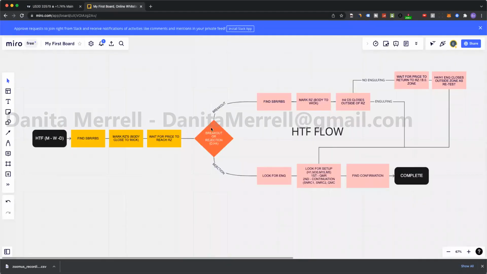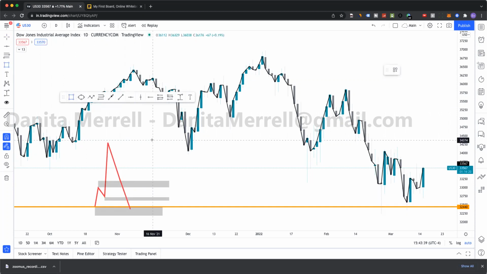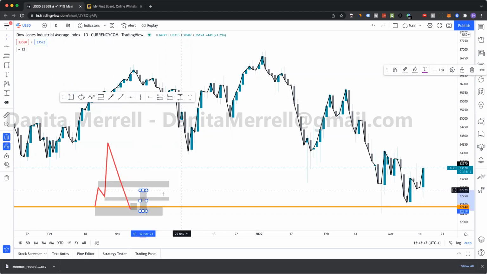So in the case we do have a rejection, we're just going to look for a simple engulfing pattern. At this point, let's say here we have a candlestick and then another candlestick. So right here we're rejecting.